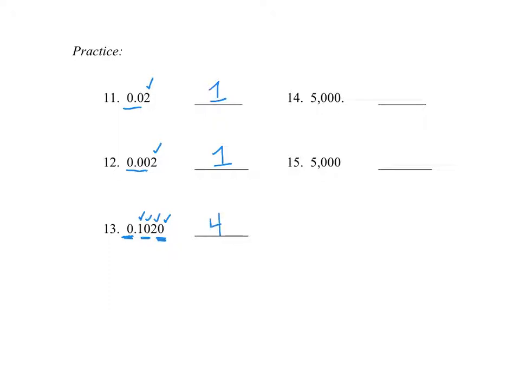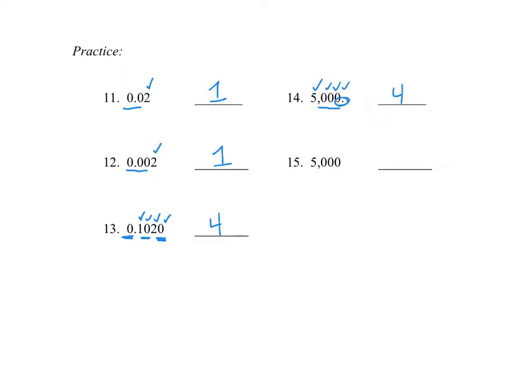Go to number 14. The 5, automatically, being non-zero, is going to count. We have 3 zeros to the right, but again, right here we have a decimal point. So if you have 3 zeros to the right with a decimal point, all 3 count as significant. So we're going to say that one also has 4 sig figs.